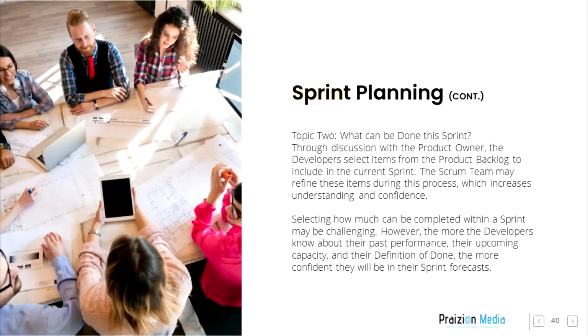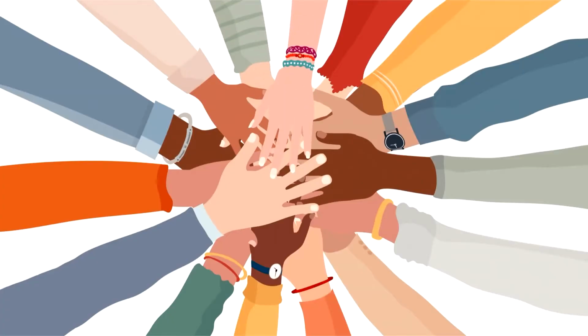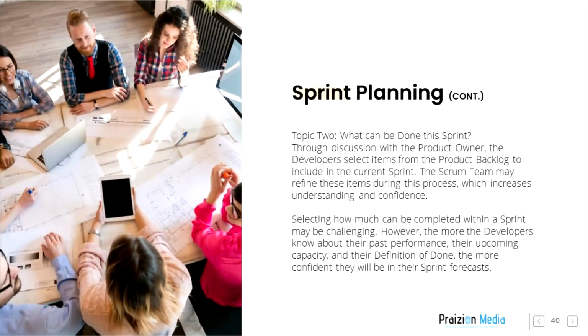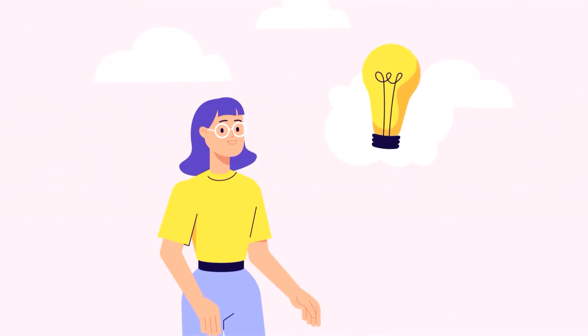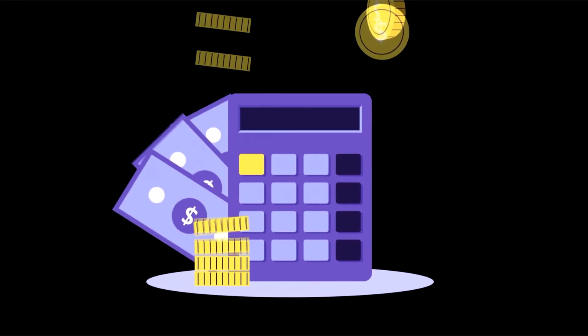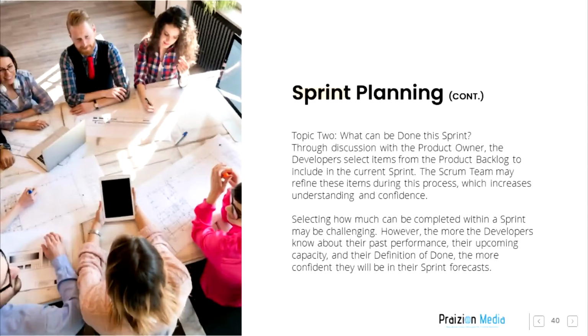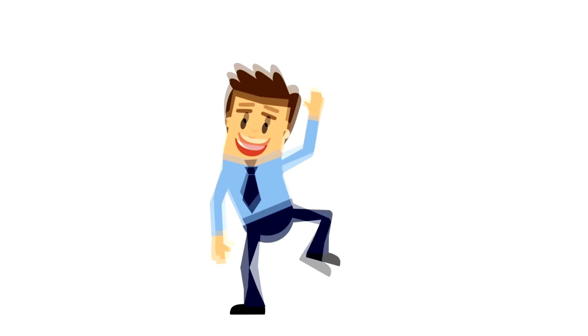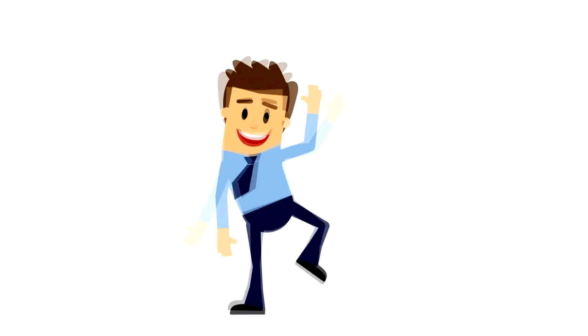Topic 2. What can be done during this sprint? Through discussion with the product owner, the developers select items from the product backlog to include in the current sprint. The Scrum team may refine these items during this process, which increases understanding and confidence. Selecting how much can be completed within a sprint may be challenging. However, the more the developers know about their past performance, their upcoming capacity, and their definition of done, the more confident they will be in their sprint forecasts.